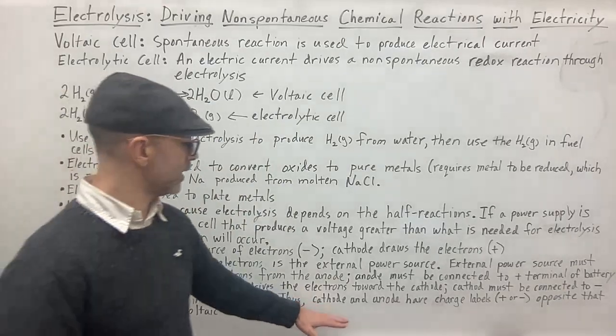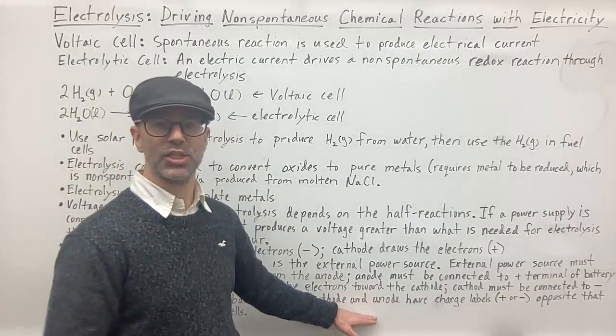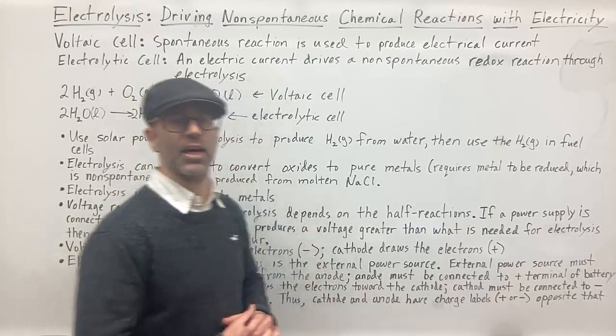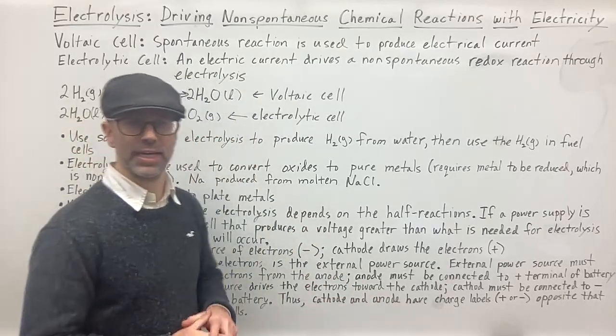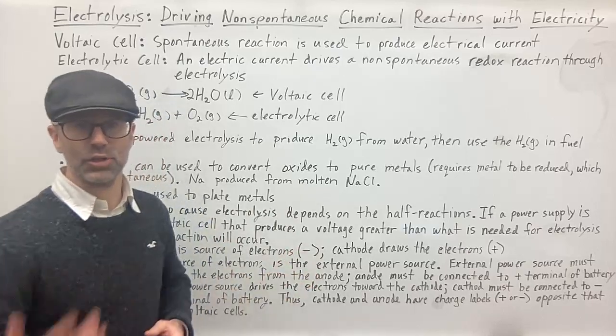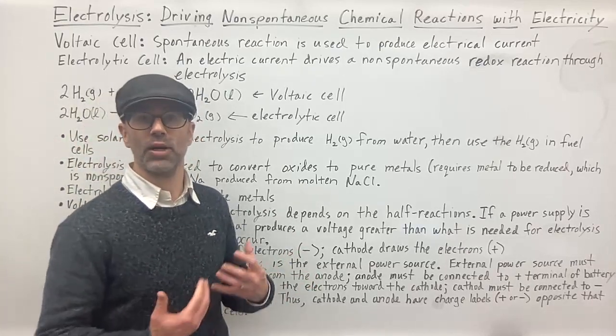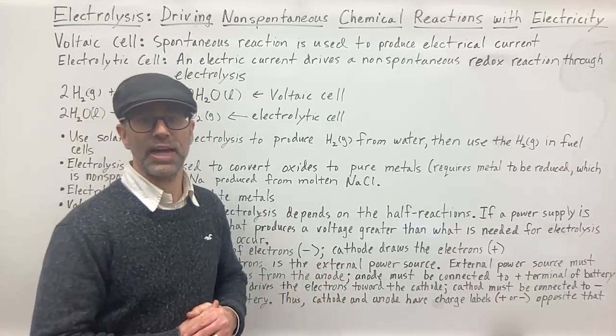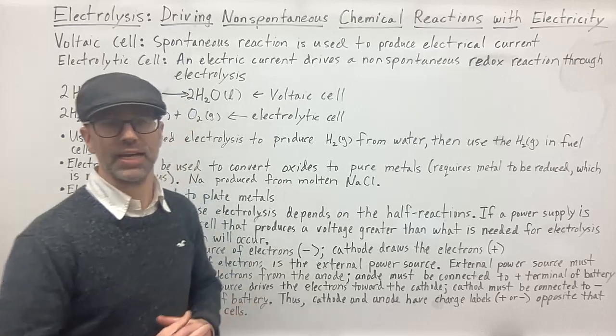And so therefore the cathode and the anode are going to have a charge label, plus or minus, that's going to be opposite that of what you see on the voltaic cell. So on the voltaic cell, the anode is negative and the cathode is positive. But for an electrolytic cell, it's the opposite. So the anode is going to be positive and the cathode is going to be negative.